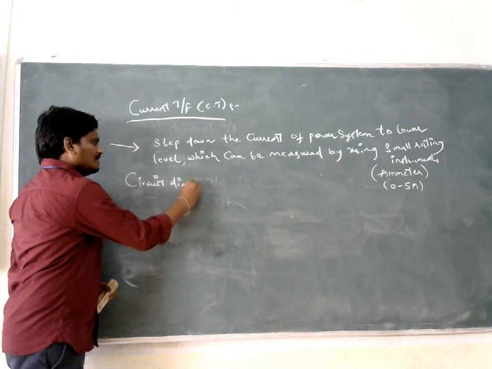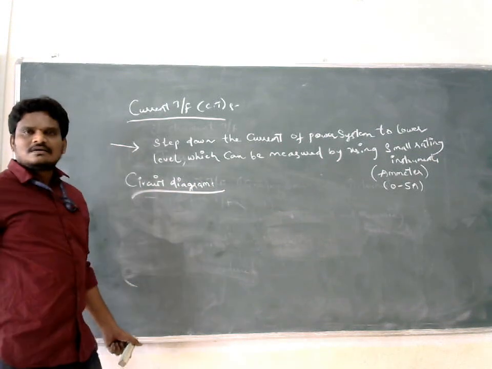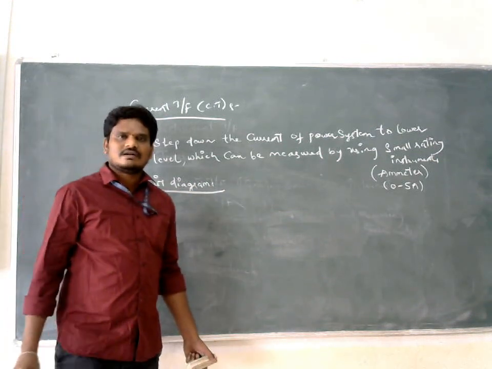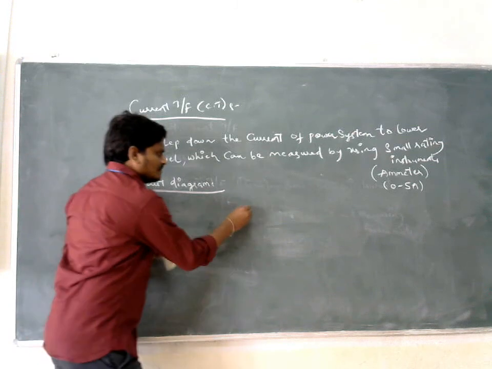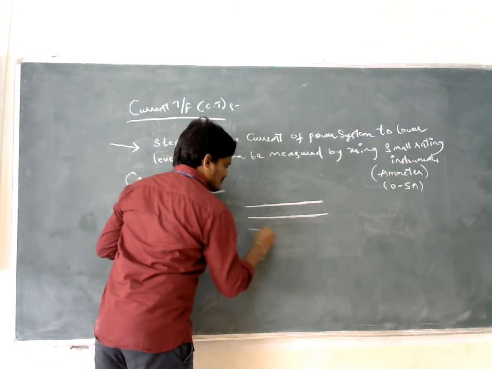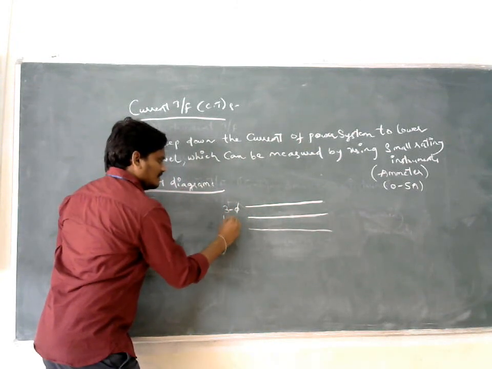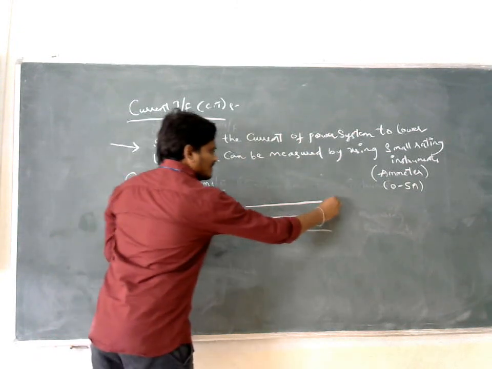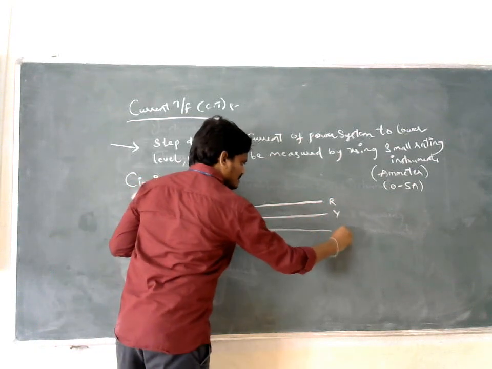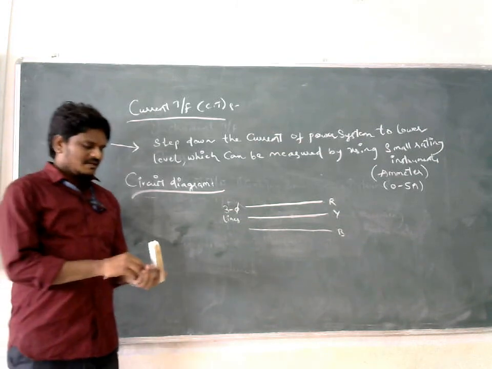Now we will go with the circuit diagram of a current transformer. This is the major circuit diagram, which consists of three-phase lines. Let me say that this is R phase, Y phase, B phase. This is my power circuit.